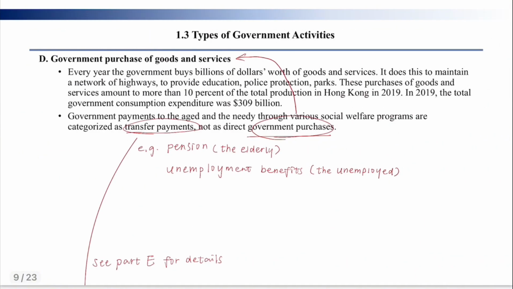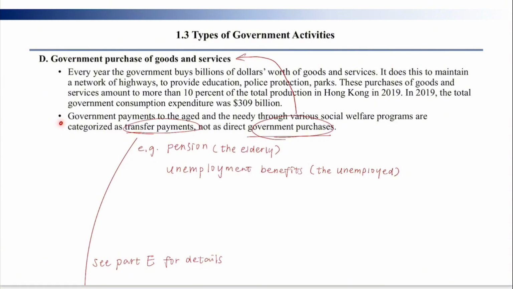Okay, the fourth type of government activities is government purchase of goods and services. We said that goods and services always appear together. Let's take a look at the government purchase. What is government purchase? You see this sentence: the highways we usually travel on, the public education we enjoy, the police protection we receive, and the public parks we use. In fact, these are all benefits brought to us by government purchase, right? And the quantity of those goods and services accounts for more than 10% of the total production in Hong Kong. The proportion is already very high, so government purchase is a very important part of the production process.